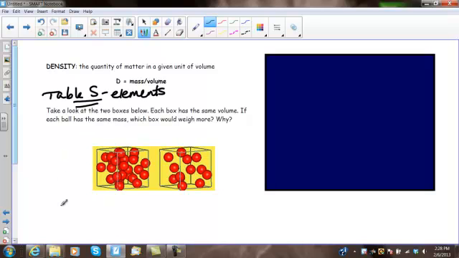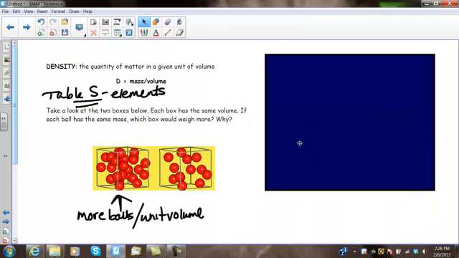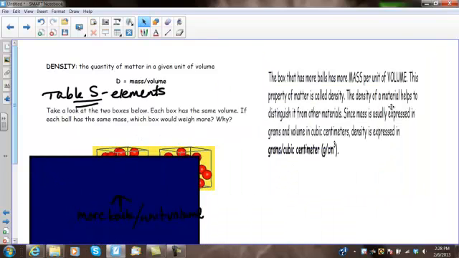Take a look at the two boxes below. Each has the same volume. If each ball has the same mass, which box would weigh more and why? Well, hopefully you told me this one, and that's because there are more balls per unit volume. So therefore, this is going to have more weight. And the last explanation that they gave there was the box that has more balls has more mass per unit volume. This is a property called density. The density of a material helps to distinguish it from other materials. Since mass is usually expressed in grams and volume in cubic centimeters, density is usually expressed in grams per cubic centimeter. However, you will often see it expressed as grams per milliliter as well.